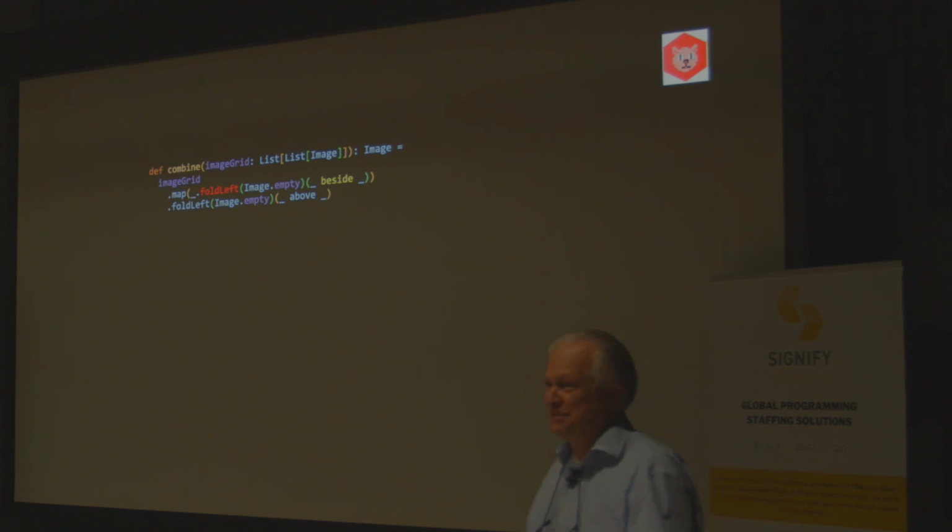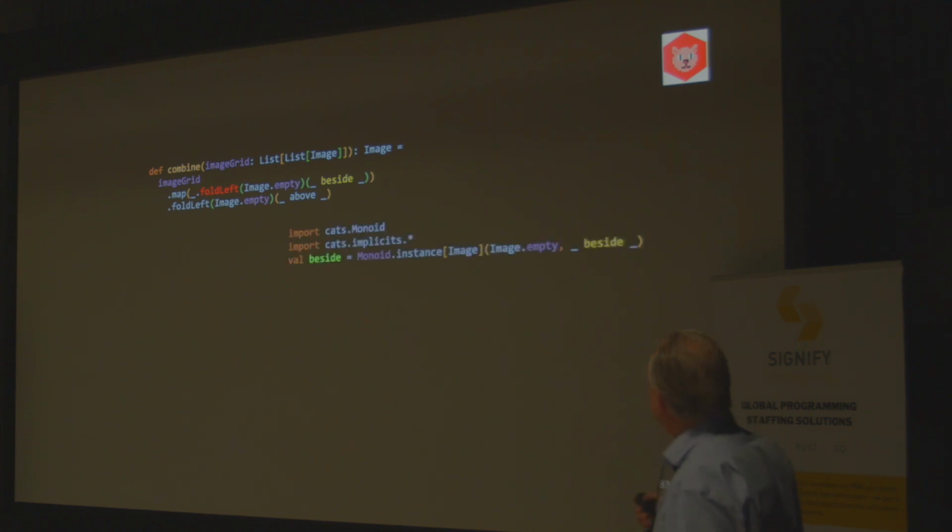I'll be doing a bit of this, sorry, it might be a lot. Okay, so this is the code we have at the moment. So now what we can do, using cats, we can define a monoid. Now, the identity of the monoid is going to be the empty image. The binary operation is going to be the beside function. And for lack of imagination, I'm going to call the monoid beside.